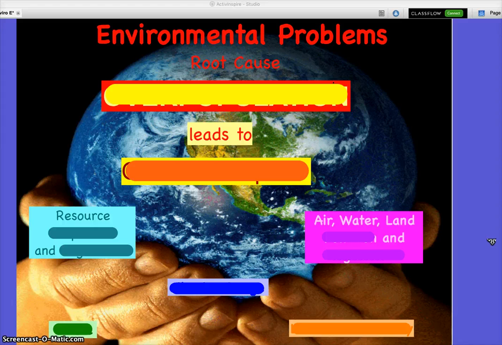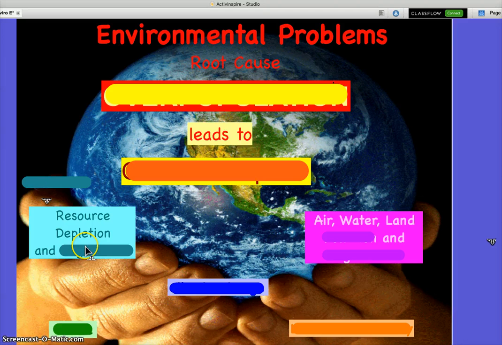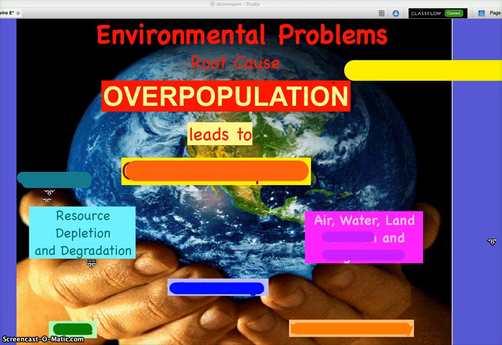Any ideas? We have little respect for our resources. So I'll give you that. We deplete them and we degrade them. That's not the root cause, though. What leads to resource depletion and degradation? Before I keep unveiling things. Root cause to all environmental problems: overpopulation.